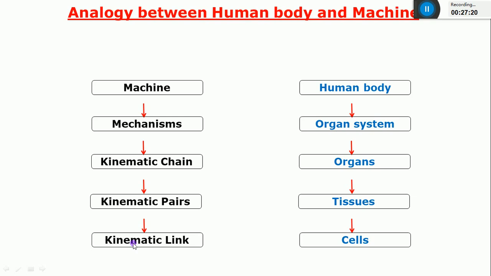Okay, so when you consider a bike, the bike is a machine. It has different mechanisms. What are the different mechanisms?